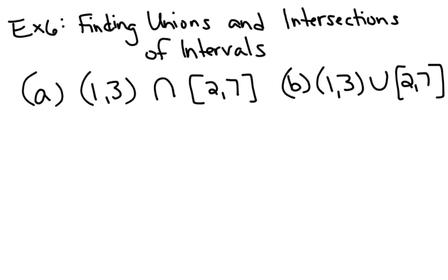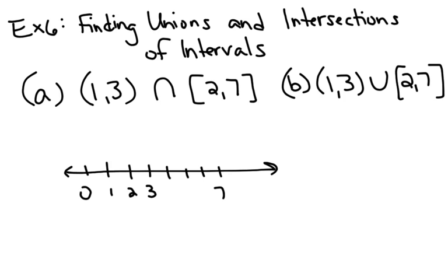In this next problem, we're going to find a union and intersection of an interval. And I want you to notice that both of these problems have the same intervals, but one of them is finding a union and one of them is finding an intersection. So I only really need to draw this graph once. One of the intervals goes from 1 to 3, and the other one goes from 2 to 7. So (1, 3) is open circle on 1, open circle on 3, connect the dots. [2, 7] is closed circle on 2, closed circle on 7, connect the dots.